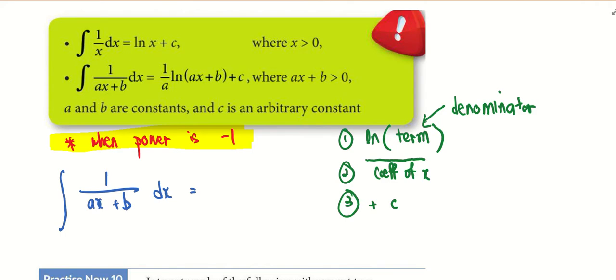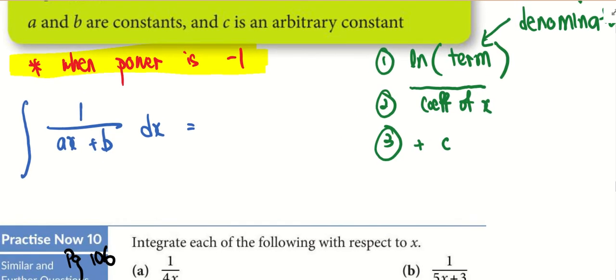Okay, so take note, when the power is -1, there are 3 steps to follow. But before that, there is always something I do. Why? I will always use the S word. What does the S word tell us? Simplify. So in any question, I always simplify first. Is this the simplest form? Yes. What do you notice about the power? -1. The moment it's -1, you must make use of ln and follow the 3 steps.